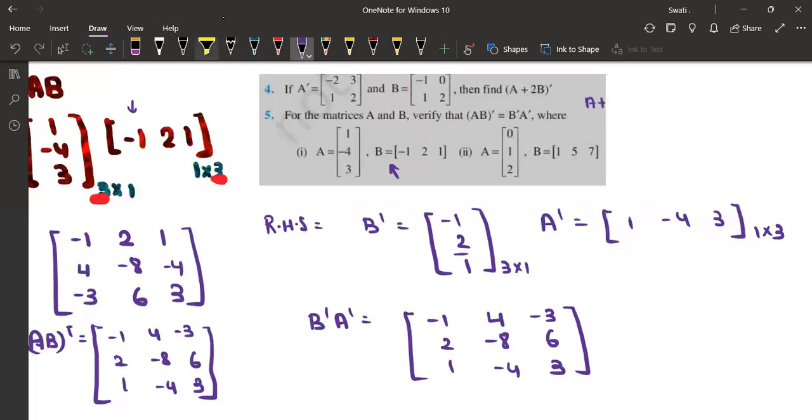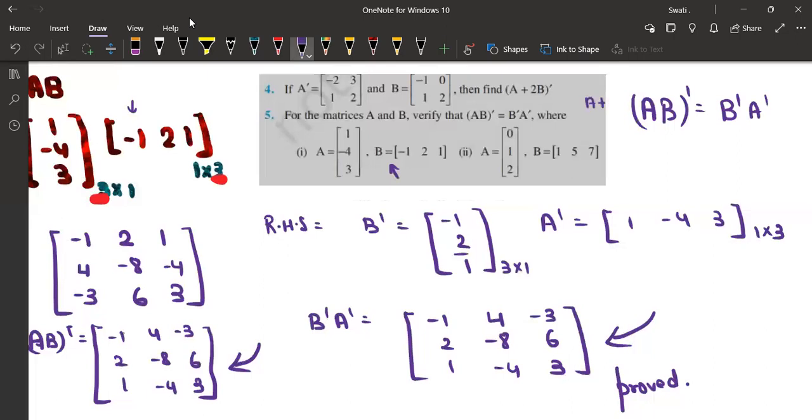Now, clearly, you can see that AB transpose, which is here, is the same as B transpose A transpose. Hence, we can say we have proved. Now, on that particular note, I also want to tell you that there is a very famous formula in matrix, and that is A times B transpose is equal to B transpose A transpose. This is also a formula.